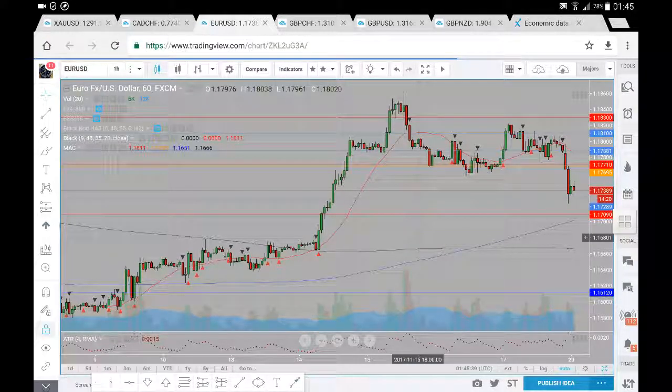So this is the Euro USD analysis for the 20th of November. So let's just have a look what happened with prices on the 17th, was it? On Friday the 17th of November. So we're going to have a look. So we are on the 17th. The 17th was just there.